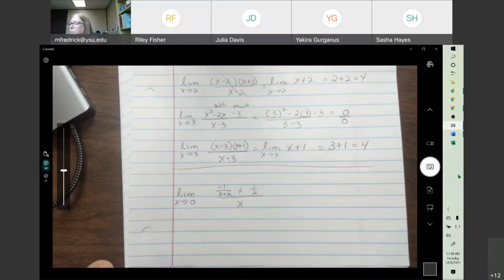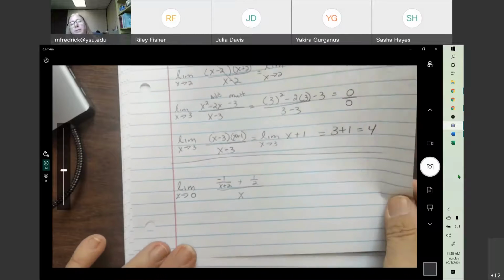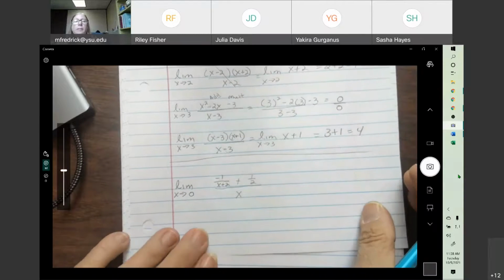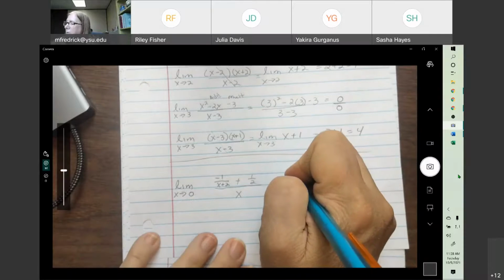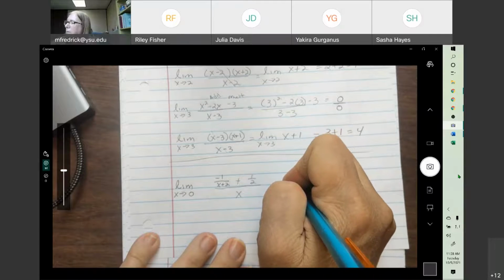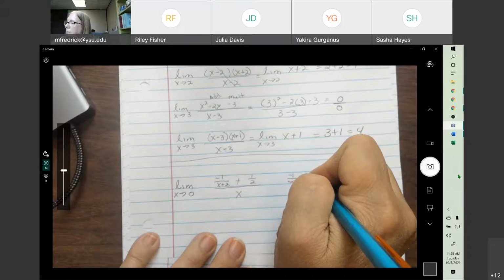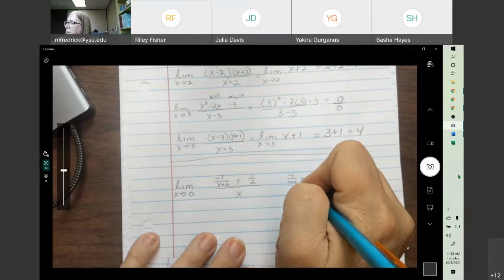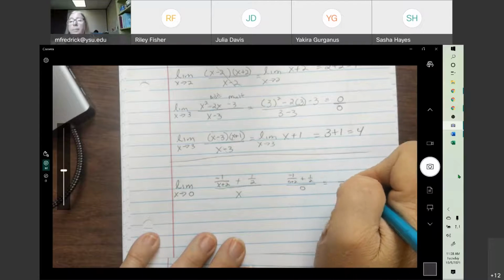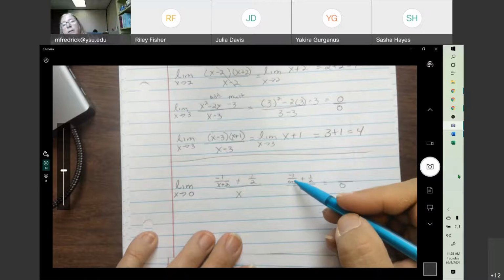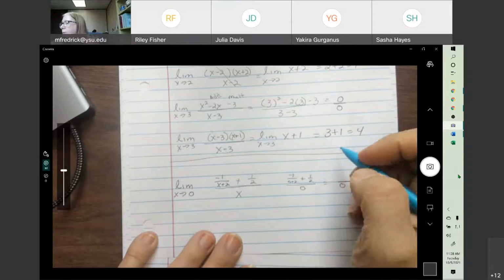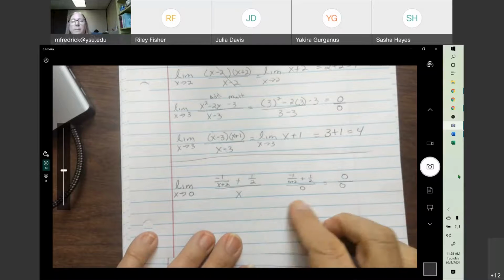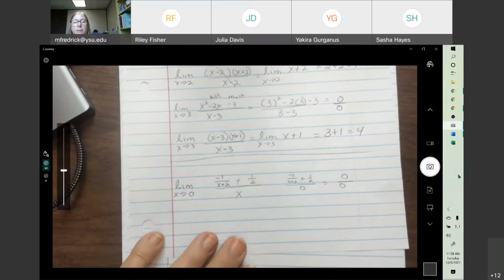Okay. So this one is another case when it has fractions within fractions. Notice what happens when you plug in 0. Well, we definitely have 0 in the bottom. Here, this would be a -1/2 plus a half, which then is also 0. So we need to find a way to simplify this.